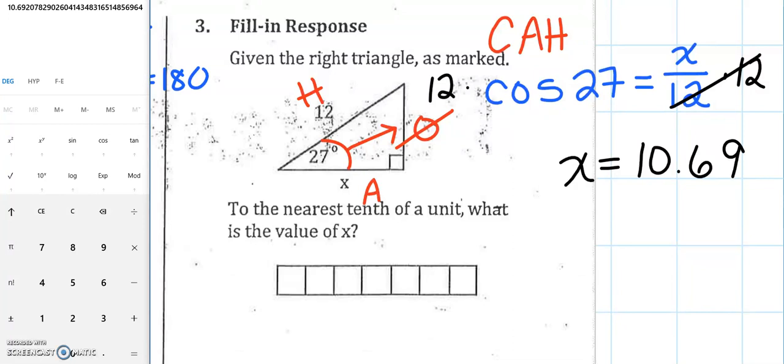The question asks you to round to the nearest tenth of a unit. The tenth is the first decimal place. So the 6 has a 9 afterwards. The 9 tells me round up. So it's going to be 10.7. All right, next question.